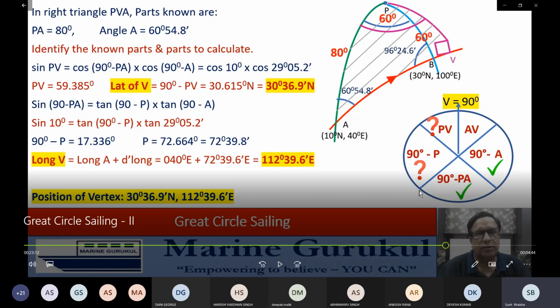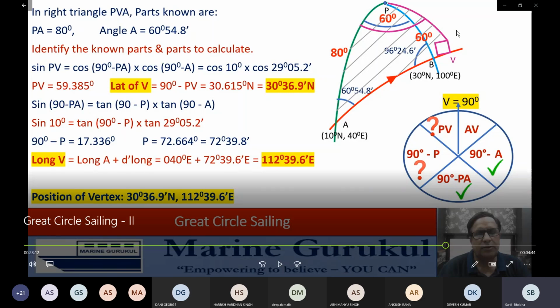Okay, so beta, this was the last topic which we did, calculation of the position of vertex. This was the question which we discussed in the class last session. So we applied the Napier's rule, 2 parts were known to us, and we calculated the remaining 2 parts, that is angle P and side Papa Victor.